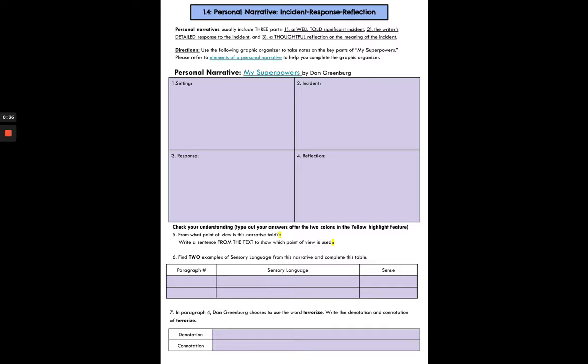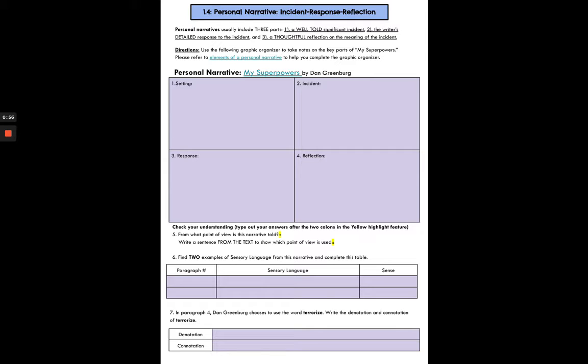It says personal narratives usually include three parts. Number 1, a well-told significant incident. Number 2, the writer's detailed response to the incident. And 3, a thoughtful reflection on the meaning of the incident.